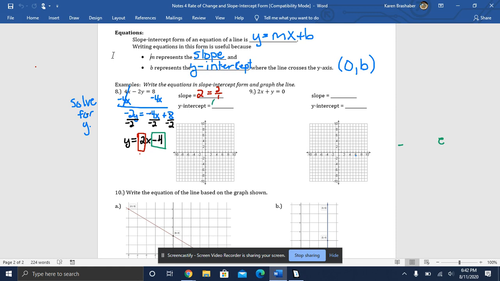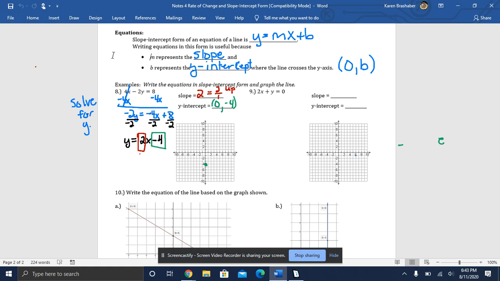We want to write the y-intercept as an ordered pair, 0, comma, and then whatever is at the end of your equation. So 0, negative 4. We always start your graph on the y-intercept, the point on the y-axis, and then your slope of 2. Remember that slope is rise over run. Since 2 is positive, this tells us that we're going to go in the direction up.